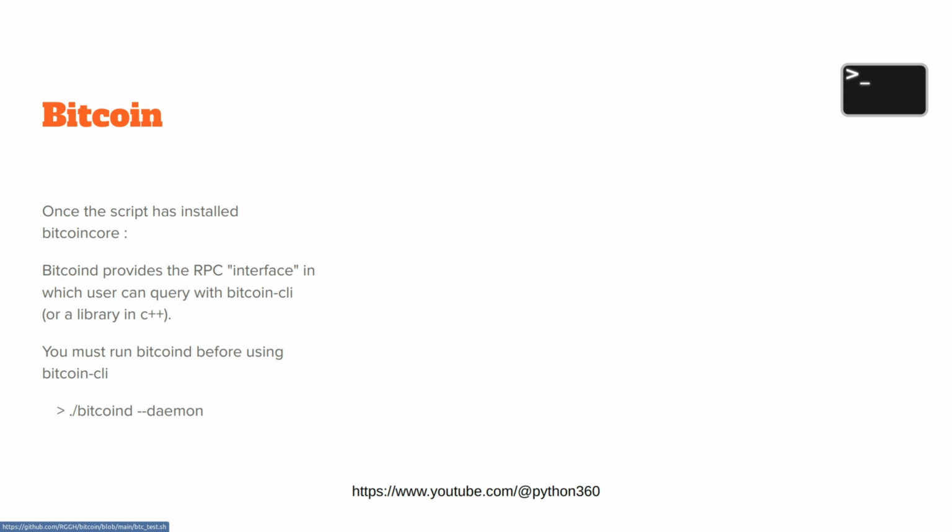So once the script is installed, Bitcoin Core's bitcoind provides the RPC interface which the user can query with bitcoin-cli. You must run bitcoind before using bitcoin-cli. The syntax is bitcoind -daemon.